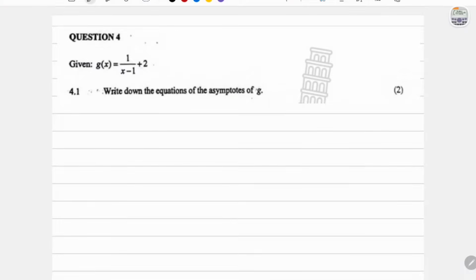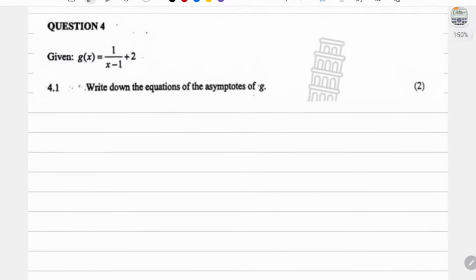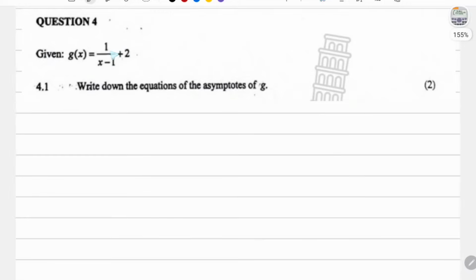Now we're on question 4, and question 4 says, given g of x is equal to 1 over x minus 1 plus 2. So we have to write down the equations of the asymptotes of g. Okay, so it's only for 2 marks. The asymptotes of g, you have a vertical asymptote and a horizontal asymptote. Now, how you know which one it is, the vertical asymptote is always the one with x.